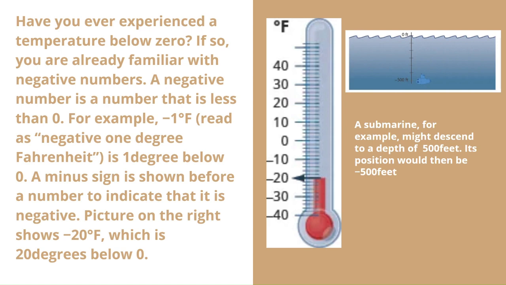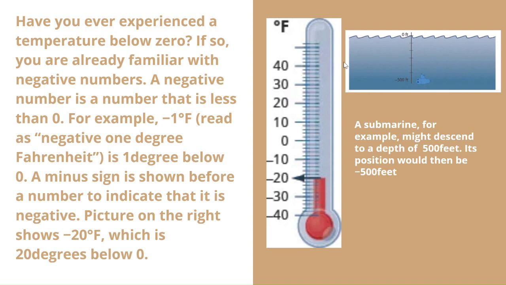So first of all, have you ever experienced a temperature below zero? If so, then you're already familiar with negative numbers. A negative number is a number that is less than zero. For example, -1 degree Fahrenheit, which is 1 degree below zero. And a minus sign is shown before a number to indicate that it is negative.